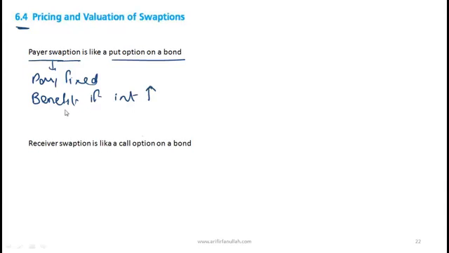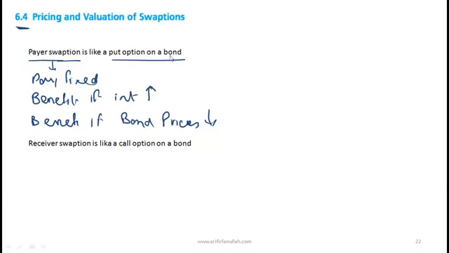Now, to say that you benefit if interest rates go up, is this the same as saying you benefit if bond prices go down? Imagine you have government bonds, which are fixed rate, so straight bonds, par value bonds. When interest rates go up, that's the same as saying that bond prices are going down. So with a payer swaption, you benefit if bond prices go down.